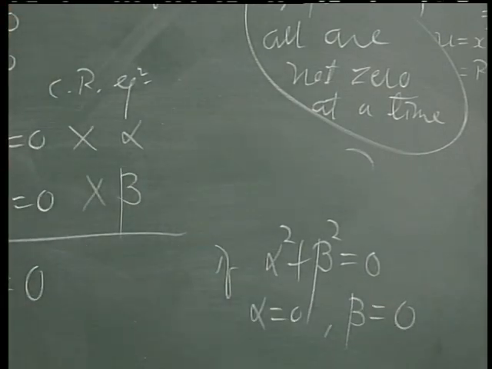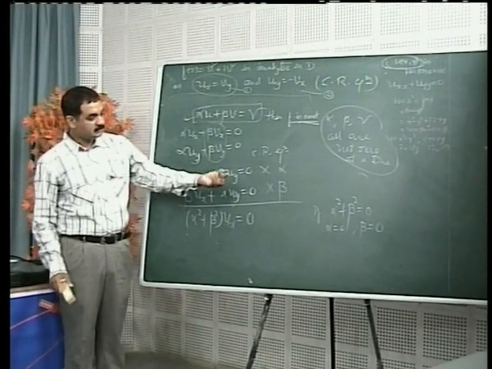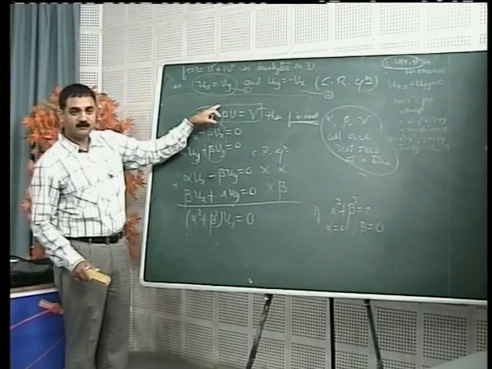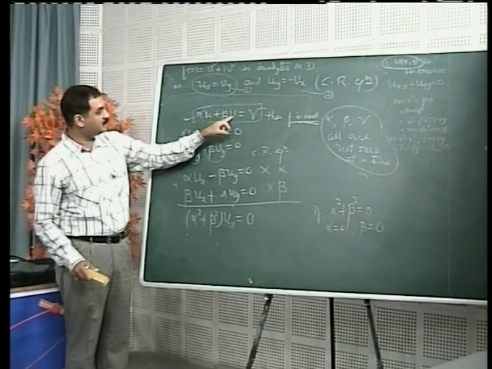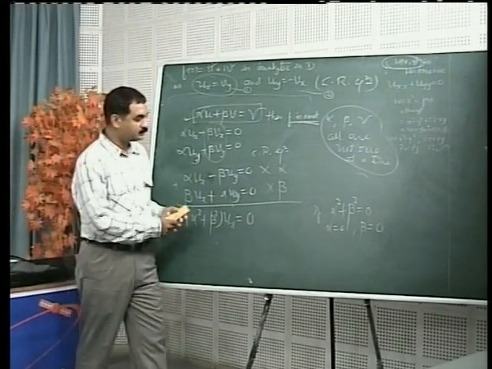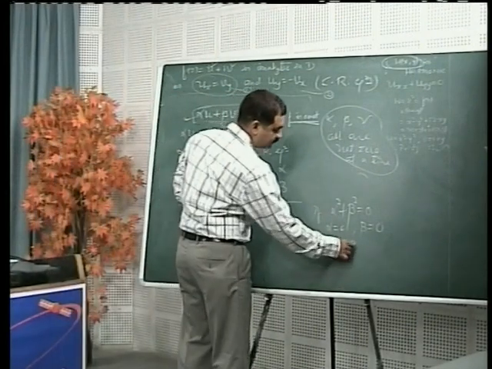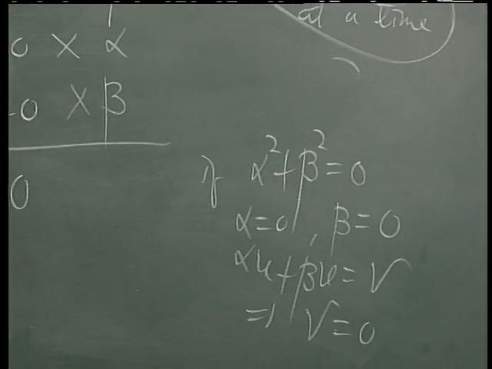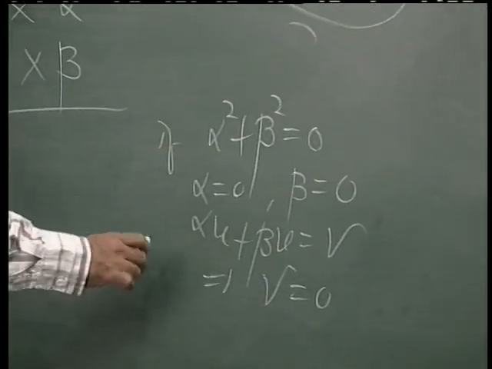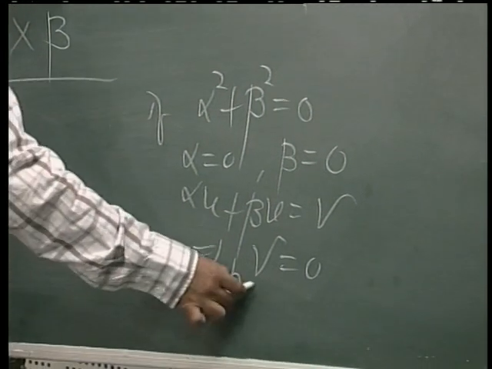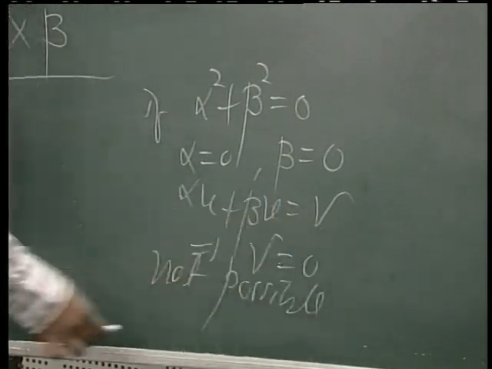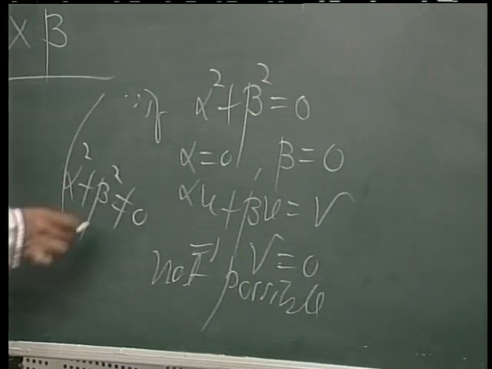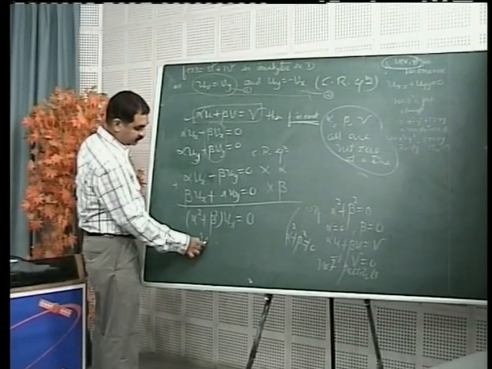Yes, alpha beta are real constants. Sum of the squares 0, so alpha beta 0, and the moment alpha beta becomes 0, from this given expression, alpha u plus beta v equal to gamma, the gamma becomes 0. So all the three constants become 0, and this is not possible. So alpha square plus beta square cannot be 0. So you must have ux is 0.